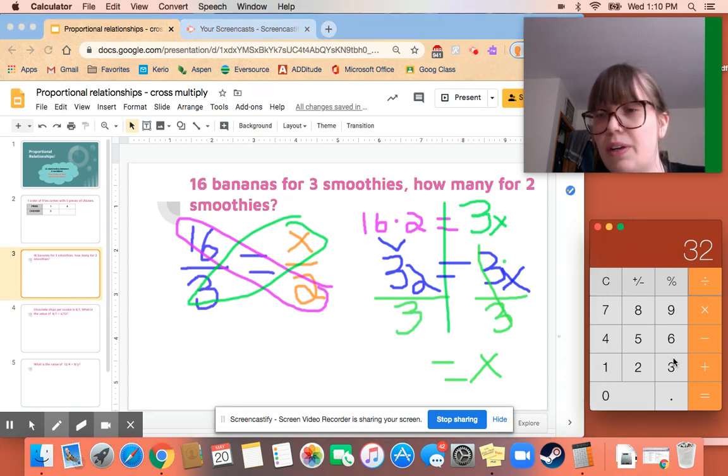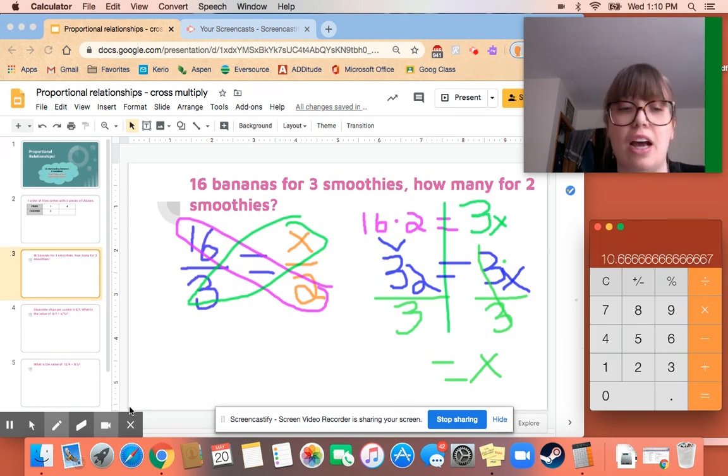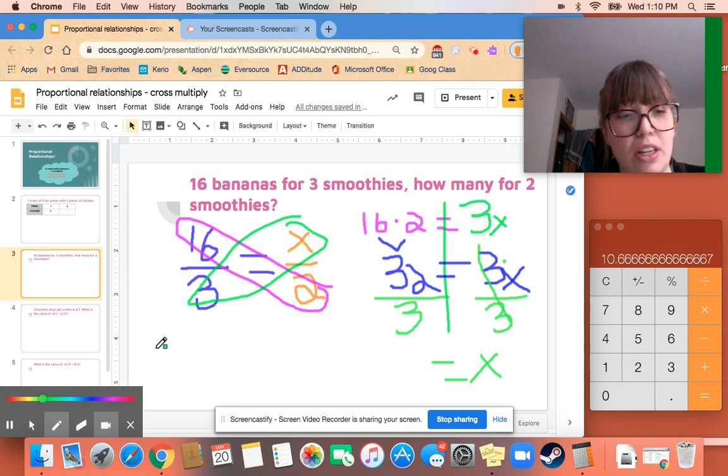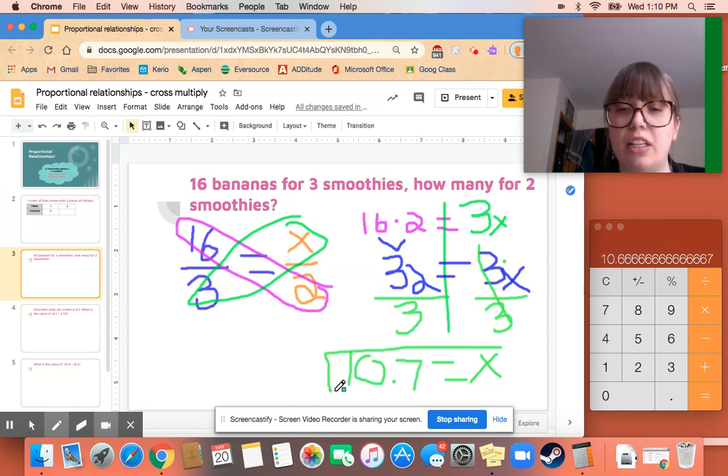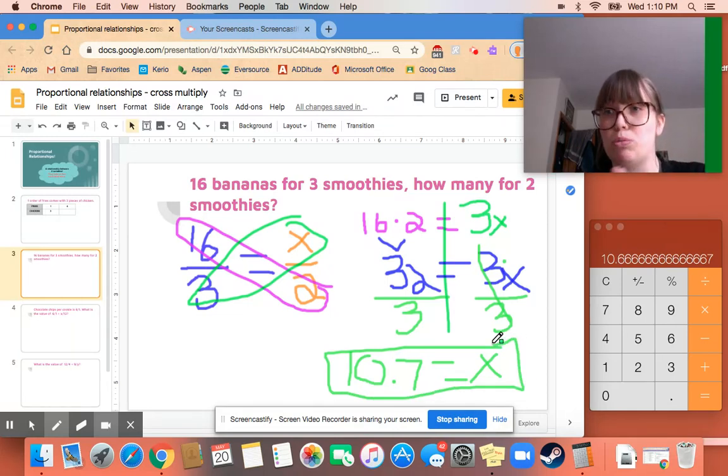32 divided by 3 equals, oh no, 10.6. I'm not going to be afraid of decimals. Let's just round. So I need 10.6. Let's just round up to 11 bananas. So 10 and a little bit more than half of a banana if I want to make 2 smoothies. Cool. So just cross multiply and divide. Let's do another one.